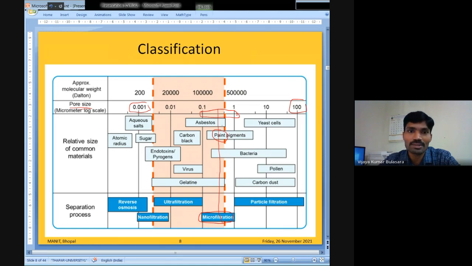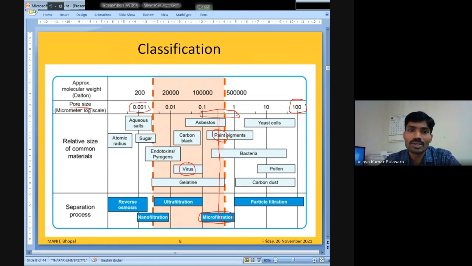To the left of this microfiltration process, we will have smaller sizes, because here the scale is size increasing from left to right. So on the right side we have larger particles and on the left side we have smaller particles. Larger particles can be rejected or separated by the membrane. The microfiltration process can separate paint pigments, bacteria, yeast cells.